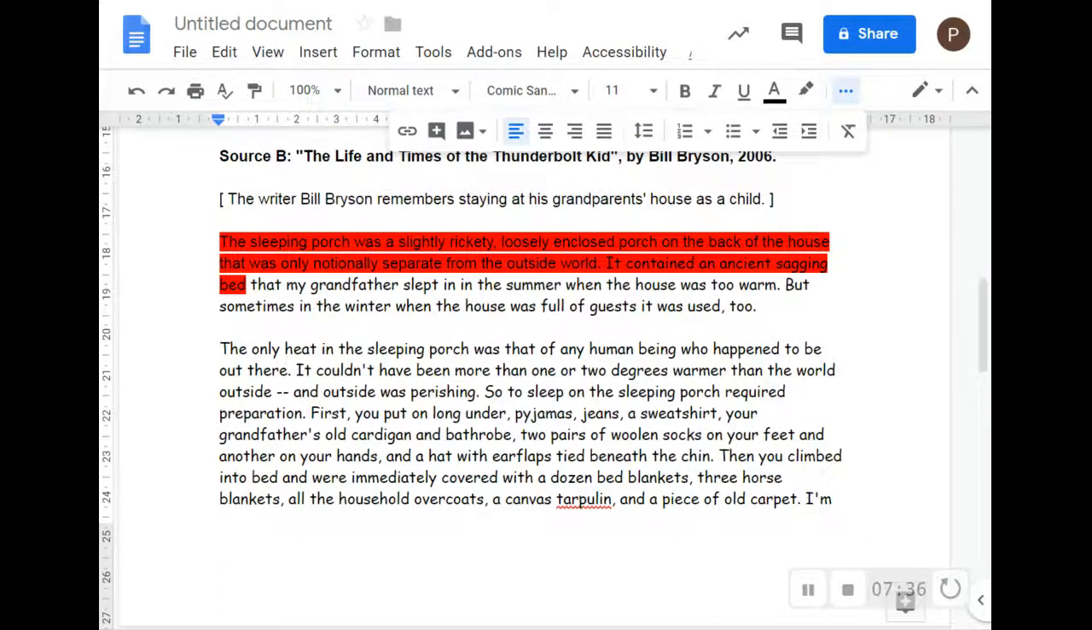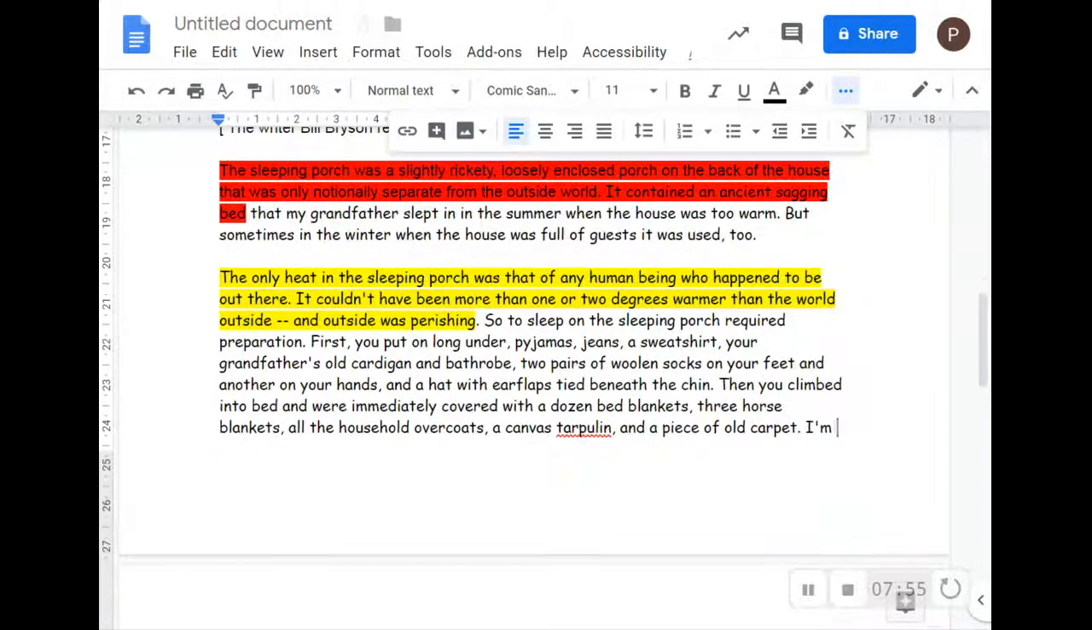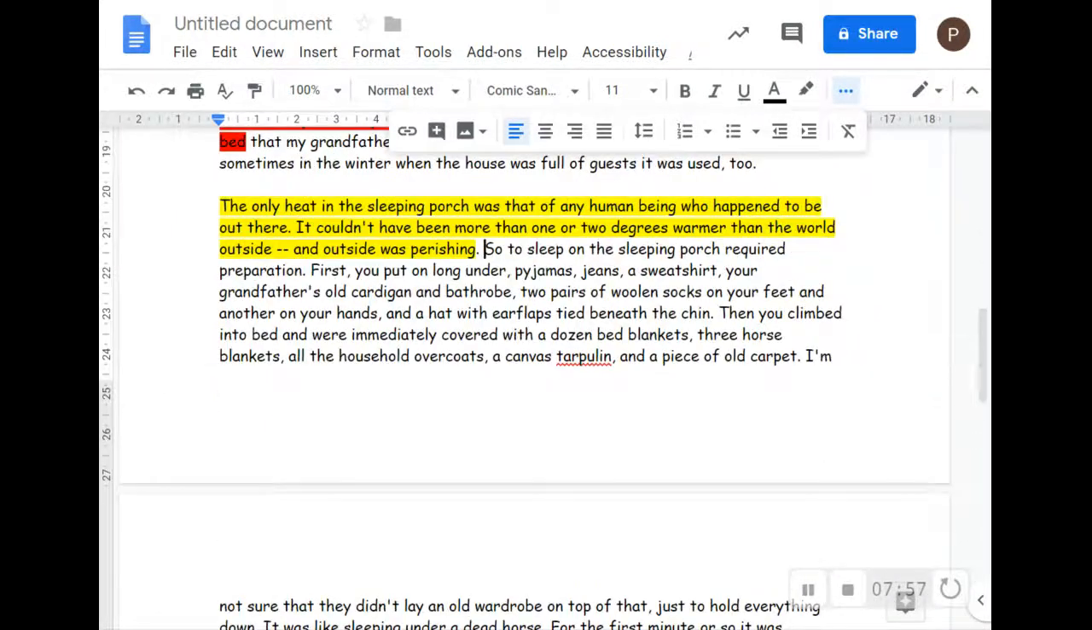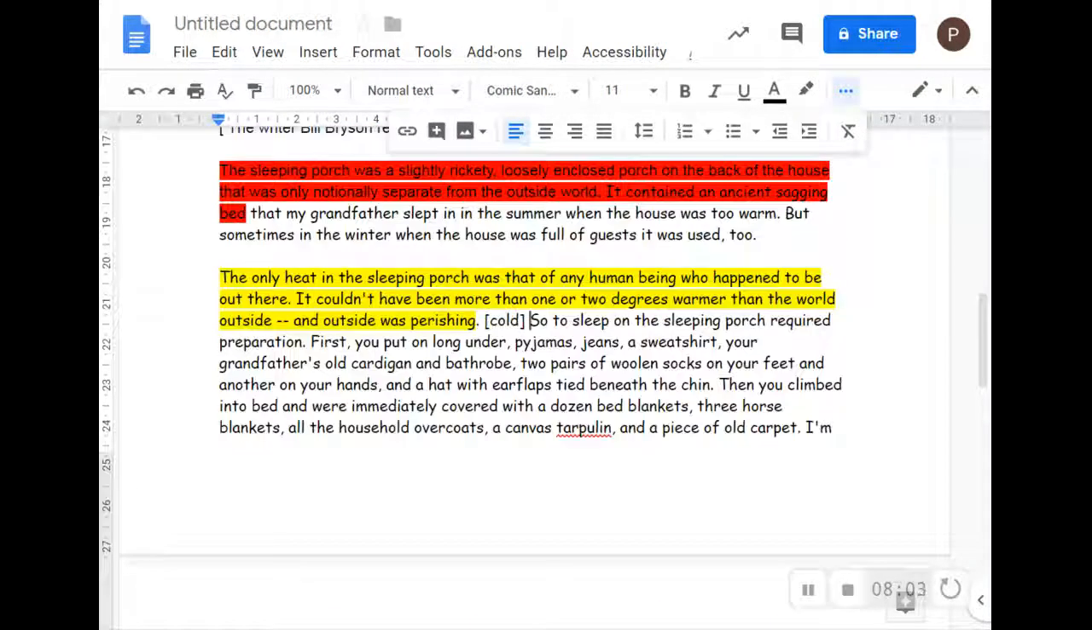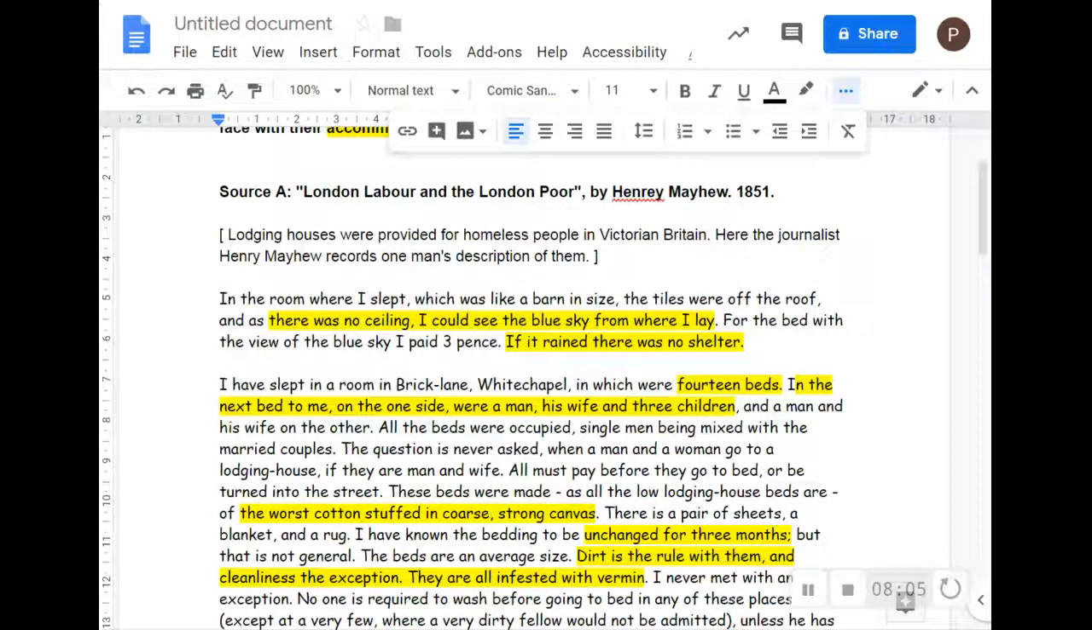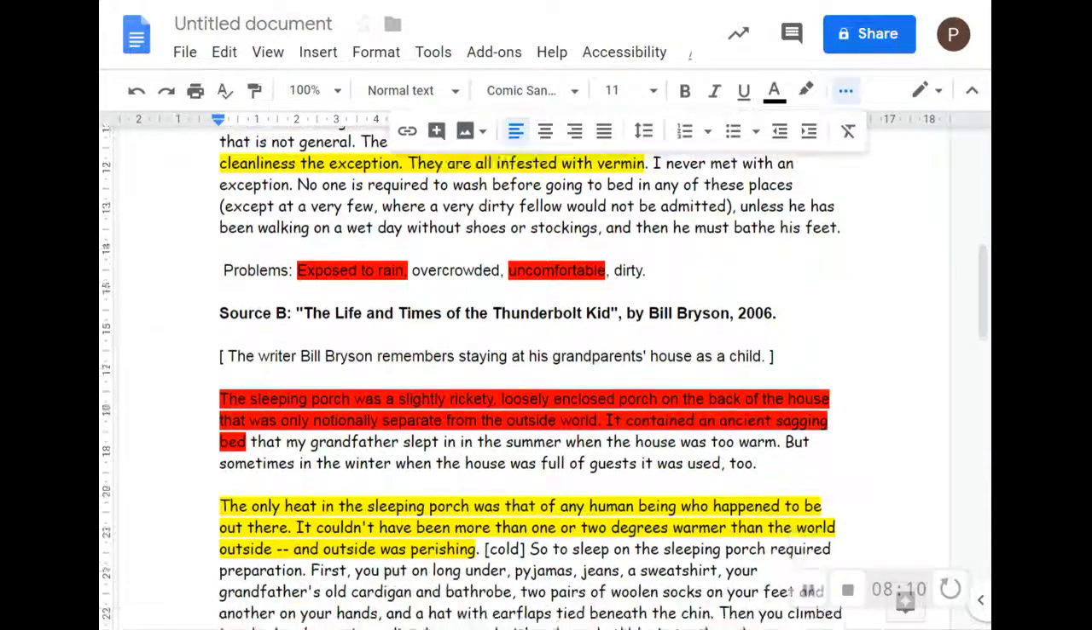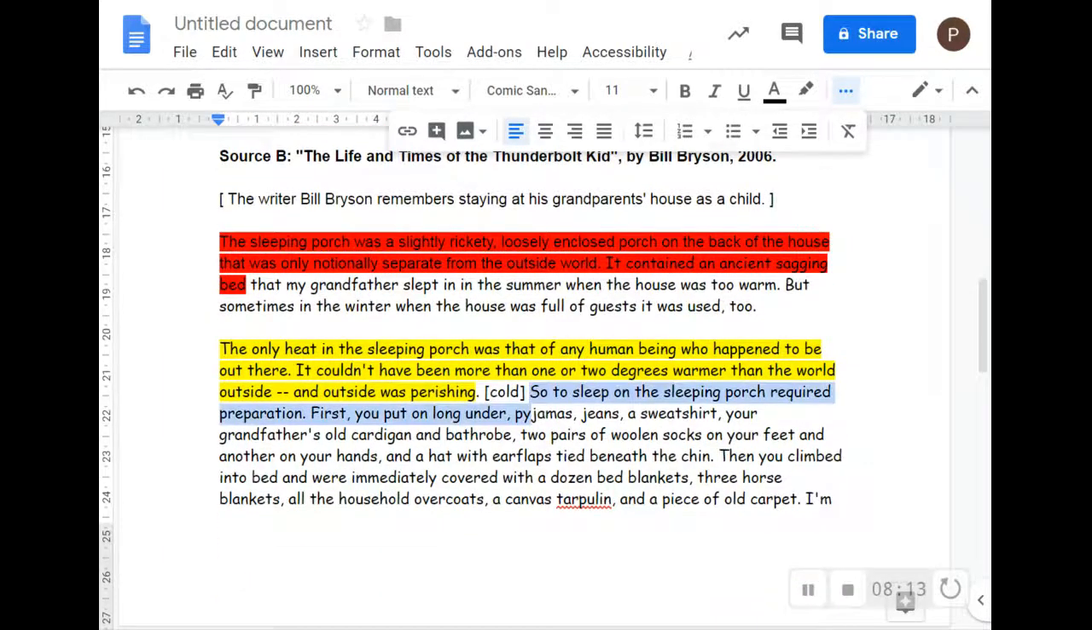Sometimes in winter, when the house was full of guests, it was used, too. The only heat in the sleeping porch was that of any human who happened to be out there. It couldn't have been more than 1 or 2 degrees warmer than the world outside, and the outside was perishing. Okay, now here we've got a problem that we didn't see below that. And the problem is that it is cold in there. In source A, he never really talks about it being very cold. He says it's exposed, but he doesn't say it's cold. Here, he's talking about how cold it is.